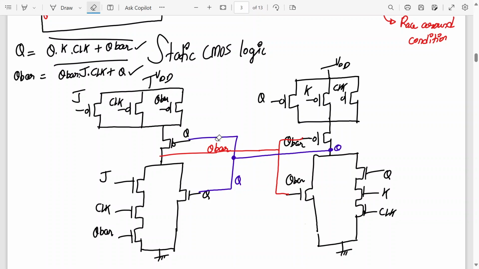How many transistors are required? 16. If you do a NOR or NAND based design, it will require many more transistors.